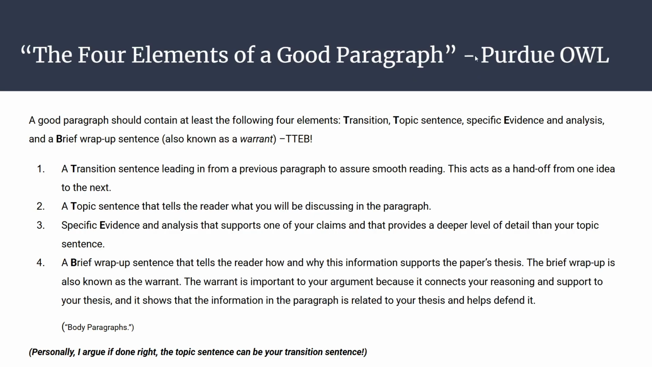Then Purdue OWL has some things to say about the 4 elements of a good paragraph. They say that a good paragraph should have a transition, a topic sentence, specific evidence and analysis, and a brief wrap-up sentence, also known as a warrant. They call it T-T-E-B. Now, I would argue you can merge 1 and 2 together. I think that a really good topic sentence acts as a transition sentence.